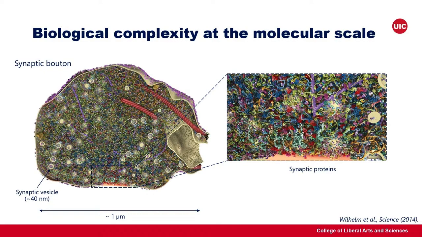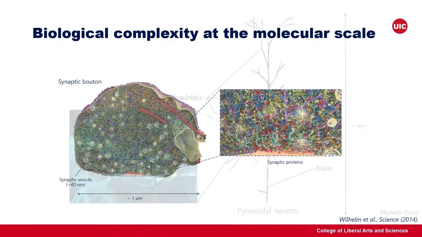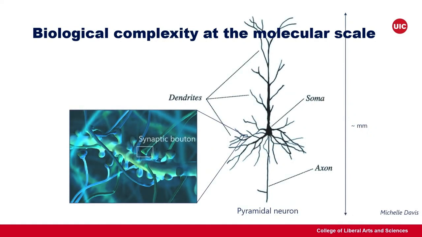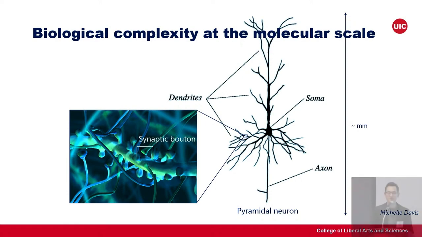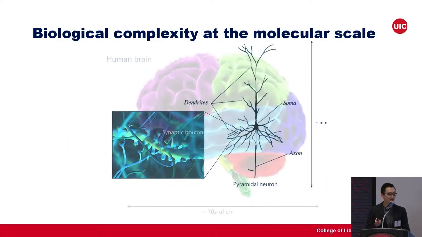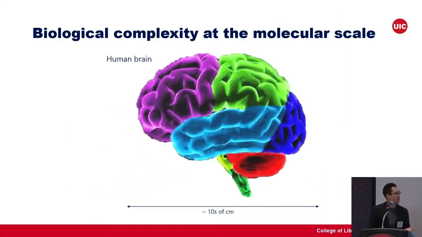micrometers in size. When we zoom out, a single neuron can contain as many as 30,000 synaptic connections and extend millimeters, if not longer, in its full length. When we further zoom out, the human brain weighs about 1.4 kilograms and 15 centimeters in its length. It can contain up to 100 billion neurons interconnected with each other.